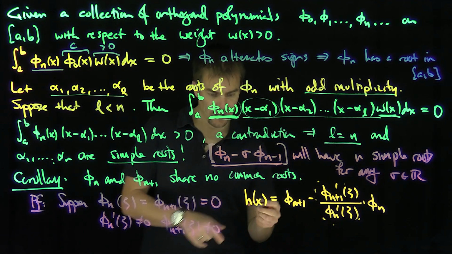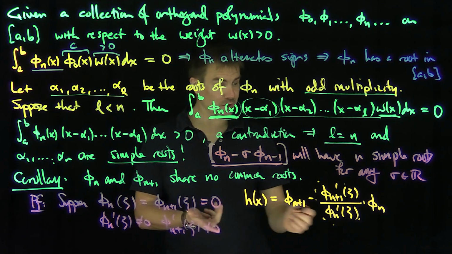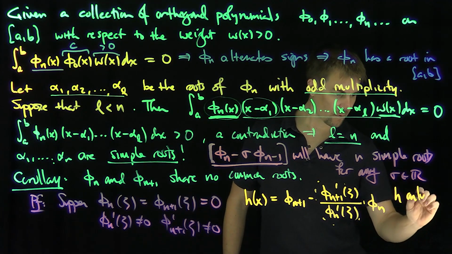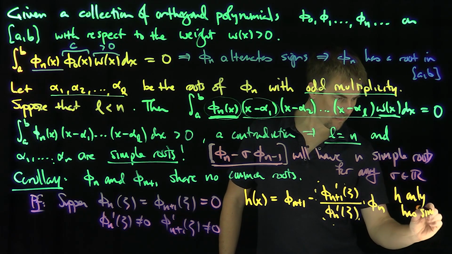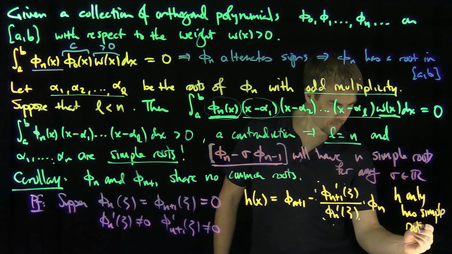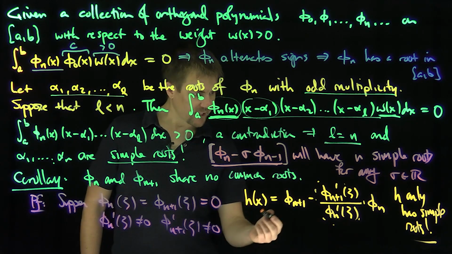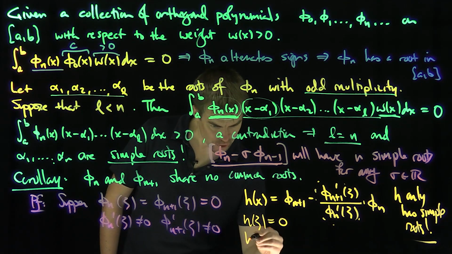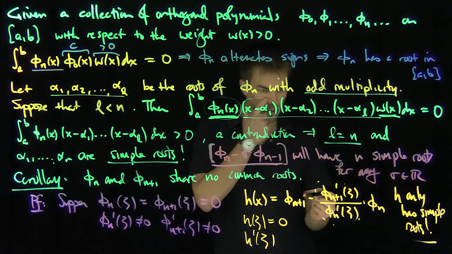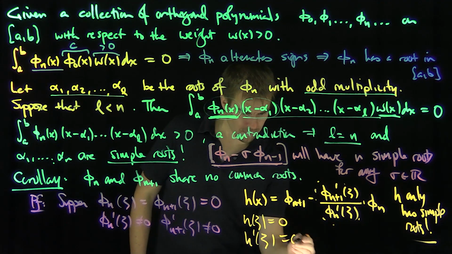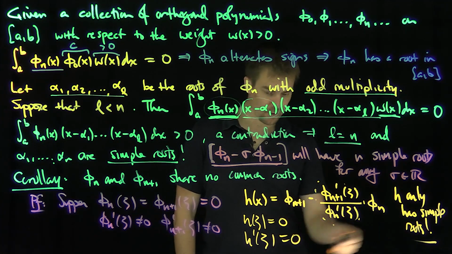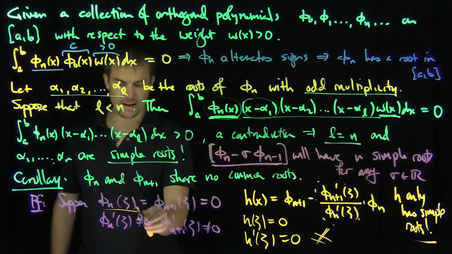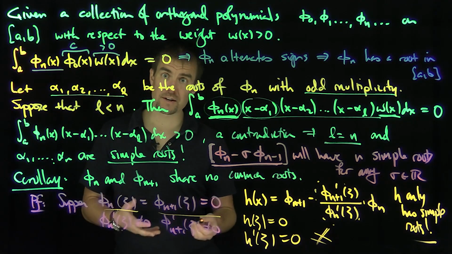I know that h is going to have n plus 1 simple roots, right? So h only has simple roots. But what's h of zeta? h of zeta is going to be 0. And h prime of zeta is going to be equal to 0 also. So that's a contradiction, because I've shown that h has a root zeta that's not a simple zero. So the assumption that phi n of zeta and phi n plus 1 of zeta were equal to 0 simultaneously has to be false.